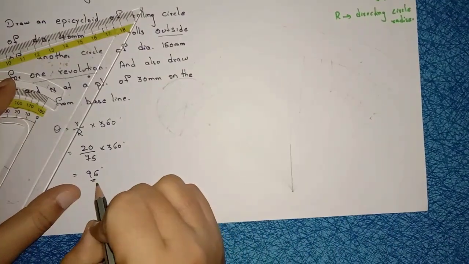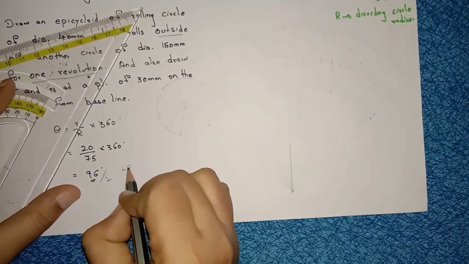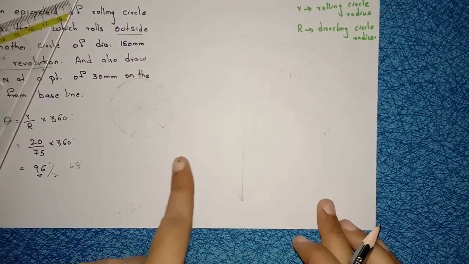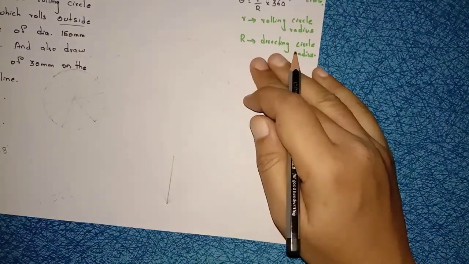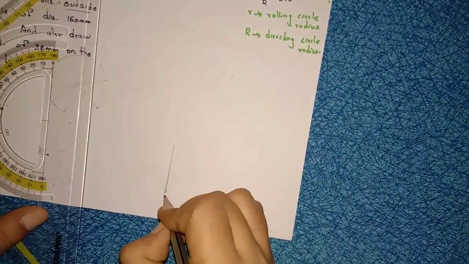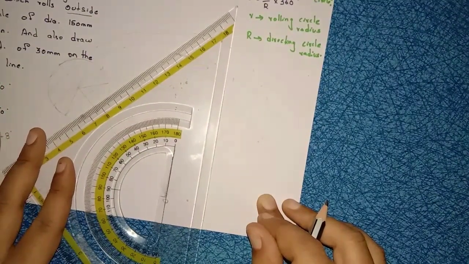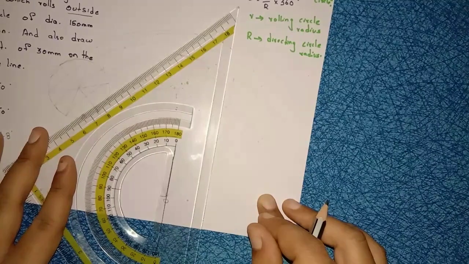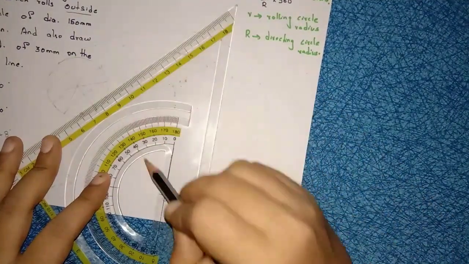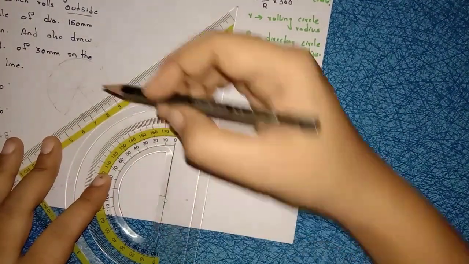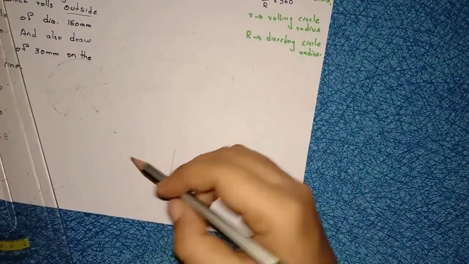After that, we got the angle 96 degrees. 96 degrees by 2 is 48 degrees, right? So on each side you have to mark 48 degrees. So how to mark 48 degrees? Suppose I am taking this point as O. Place your protractor on this O point like this. This is 0, this is 40, this is 50. So in between I should mark 48 degrees. So I am marking 48 degrees.